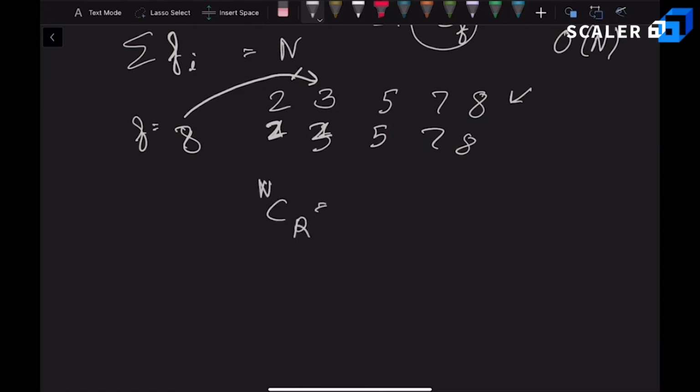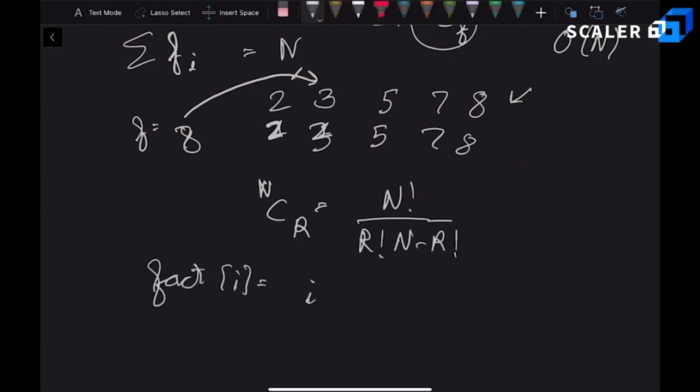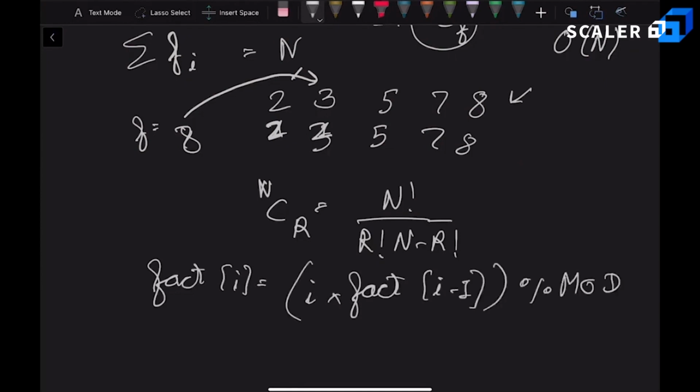We know that nCr is equal to n factorial upon r factorial upon n minus r factorial. So what we'll do is actually store all the factorials from 1 to n, and we know that factorial of i is equal to i into factorial of i minus 1. And this can be done using a single loop. And we'll obviously do this calculation modulo mod, which is 10 to the 9 plus 7 in our case.